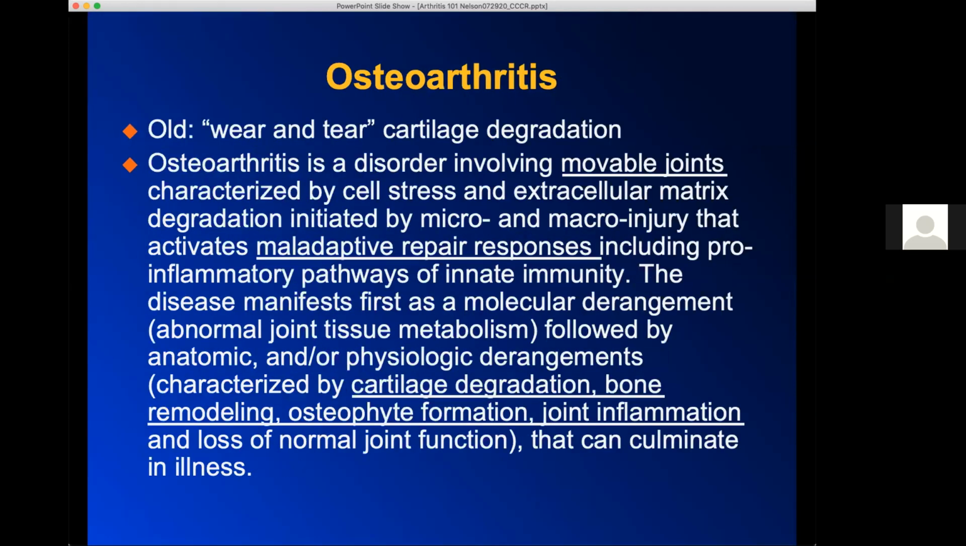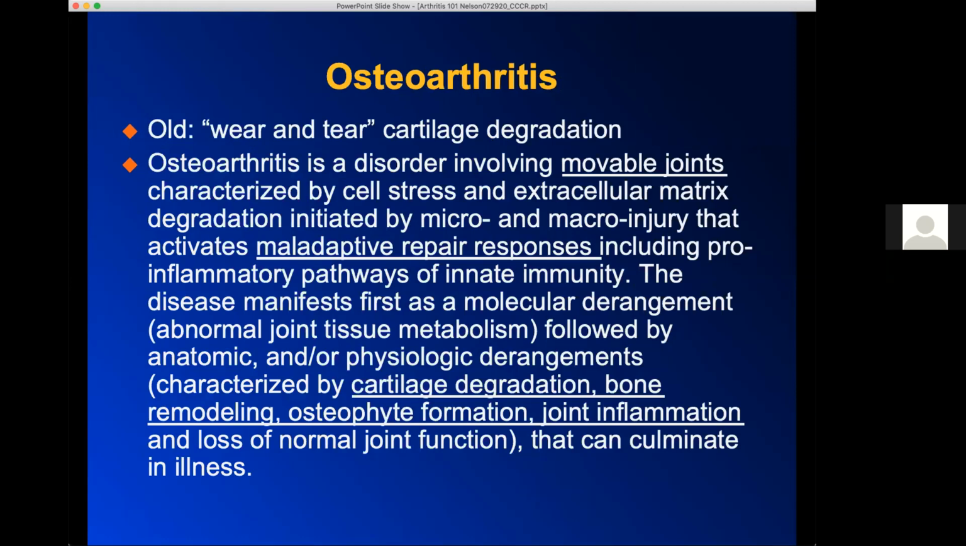So osteoarthritis, in the past, hopefully very distant past, although I think this is still around, was termed a wear and tear degradation of cartilage, or the dreaded degenerative joint disease. Please don't say that around TARC. We all get very upset about it. It's oversimplified, and it doesn't cover the complexity of the disease. So this is the new OARSI definition. It's a little clunky, but it gets at the key point.